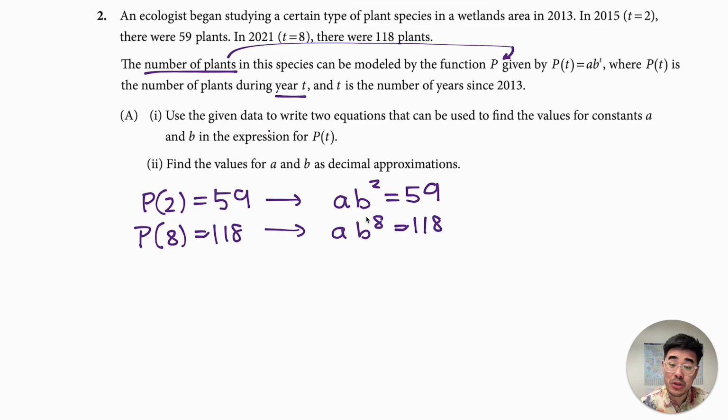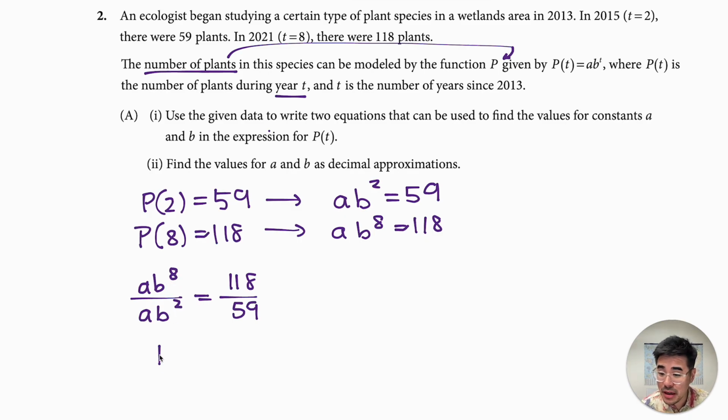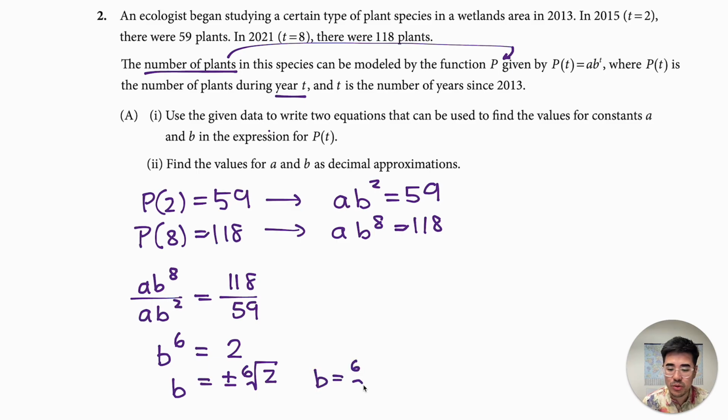And so here's how I would solve this. A lot of people would use substitution, but I like elimination. So I'm going to take the bigger one and I'm going to divide it by the smaller one. And this is the same as saying 118 divided by 59. And if I simplify everything on the left side, the a's cancel out. And remember that when you divide an exponent by another exponent, we're going to subtract the exponents. And this is going to equal 2. So then b is going to equal technically plus or minus the 6th root of 2. I think that since we're talking about a real-world scenario involving growth, it's more likely that my b is going to equal the 6th root of 2.